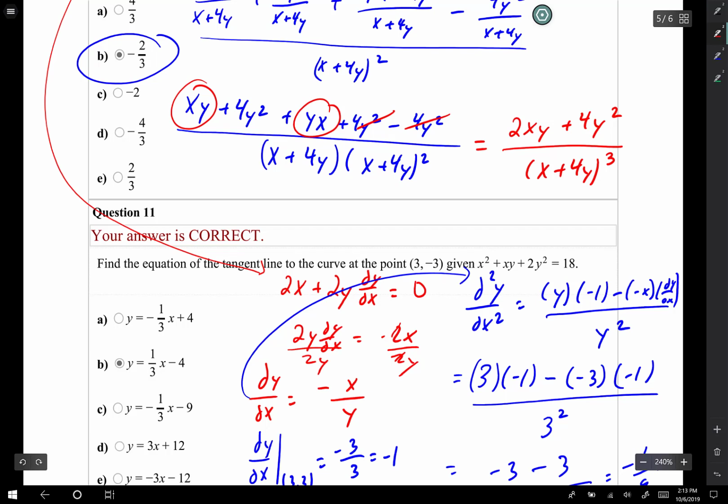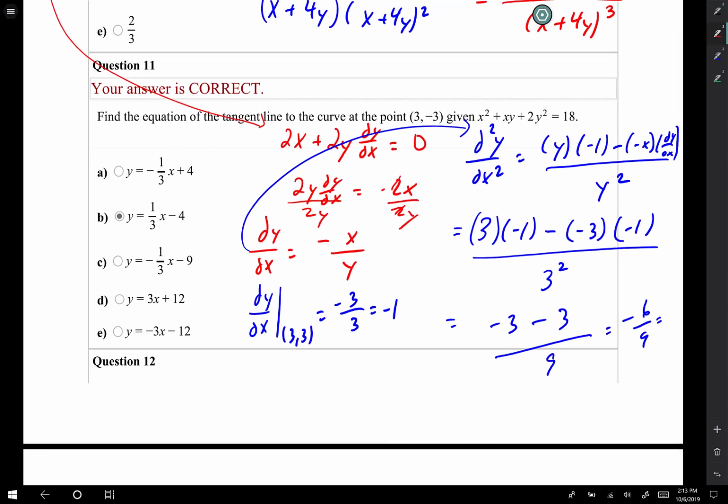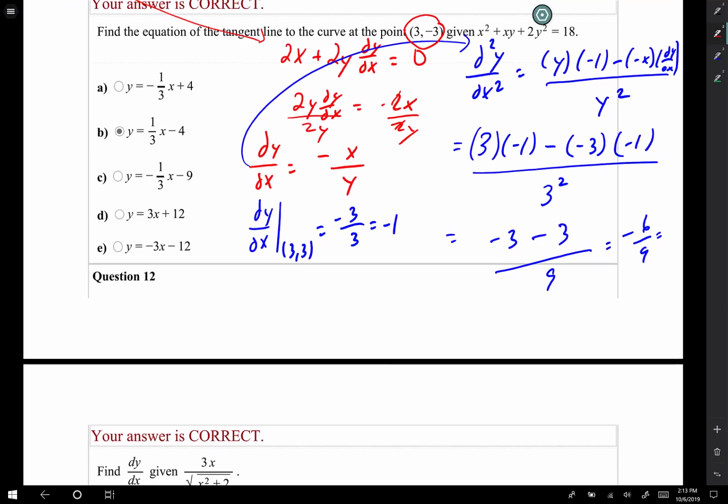All right, guys, let's keep going. So number 11, I'm going to do number 11 down here. Find the equation of the tangent line to the curve at this point, (3, negative 3), given that x squared plus xy plus 2y squared equals 18. All right, so let's do that. Let's see how much we can do right here.